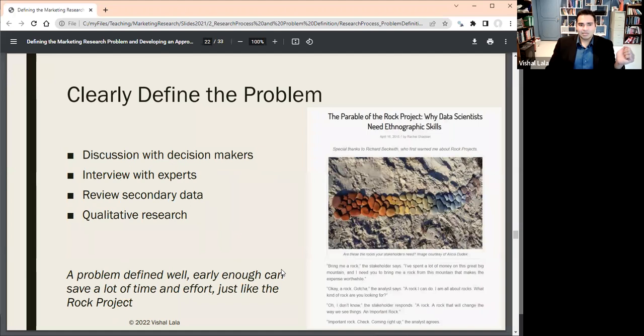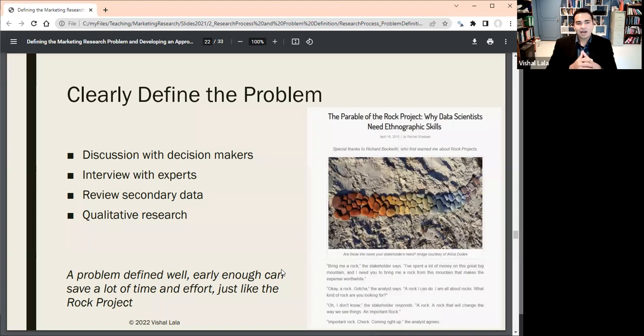Okay, so it's really important to clearly define the problem. We already understand this part. So a bit more about that then. The way to clearly define the problem is to do some qualitative research, let's say, with customers. It could involve something somewhat quantitative, like reviewing secondary data gathered by the company, or it could involve discussions with decision makers, even experts.